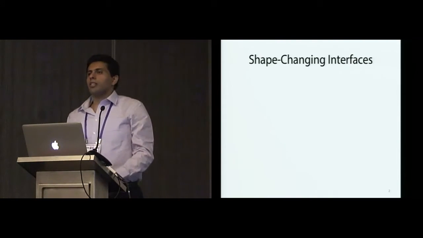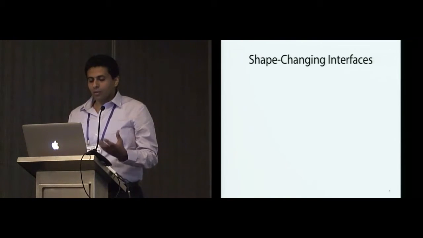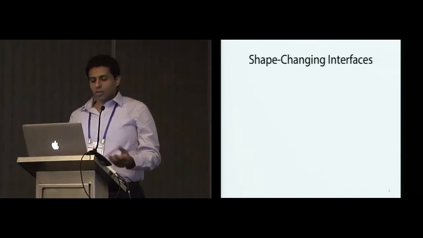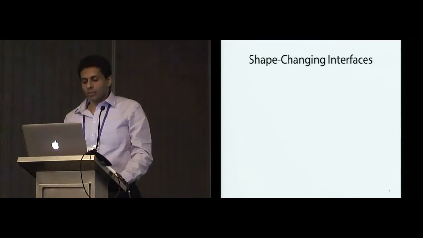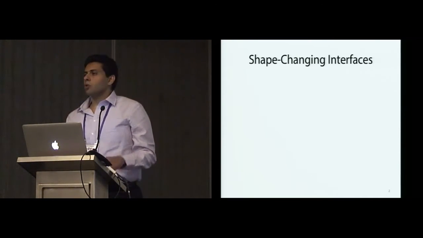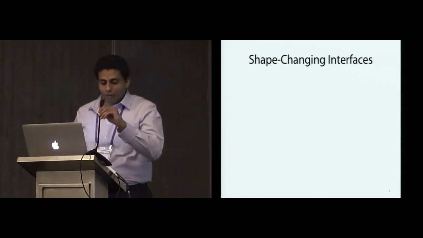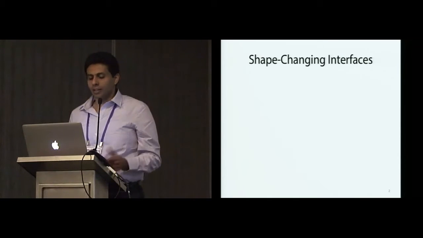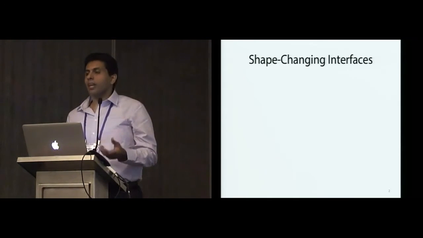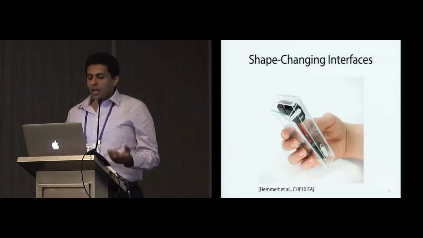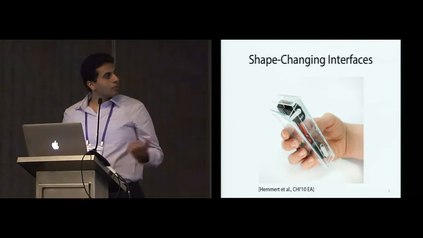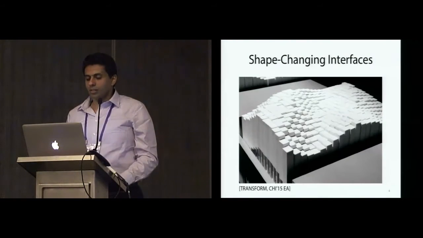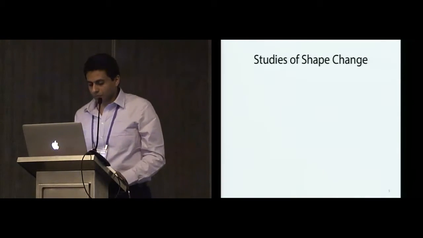Shape-changing interfaces are interfaces that use physical shape change as a means of input and output. This dynamic nature gives them the possibility to offer new interaction techniques. Most recent work has focused on developing and building those interfaces in order to take advantage of this dynamic nature. This has resulted in shape-changing mobile phones, pneumatically actuated interfaces, and shape displays.